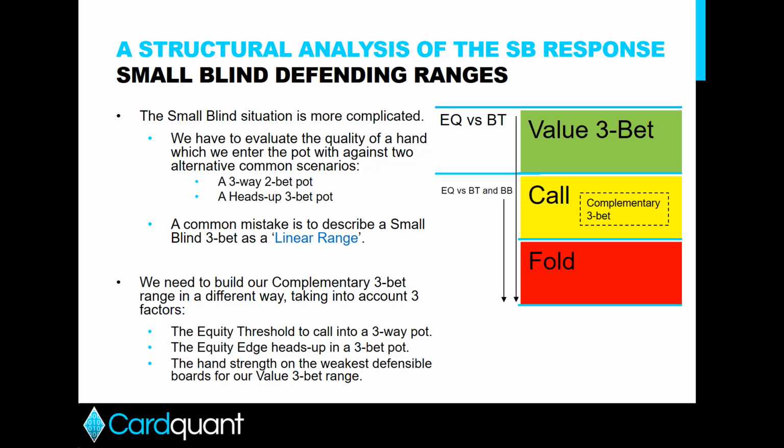And so there's this interplay where a hand might not quite qualify by pure equity thresholds to call in the small blind, but it may still qualify as a complementary 3-bet heads up, and that's a massive gain. So 3-betting, knocking the big blind out, that's a massive gain compared to just folding and otherwise losing half a big blind per 100.